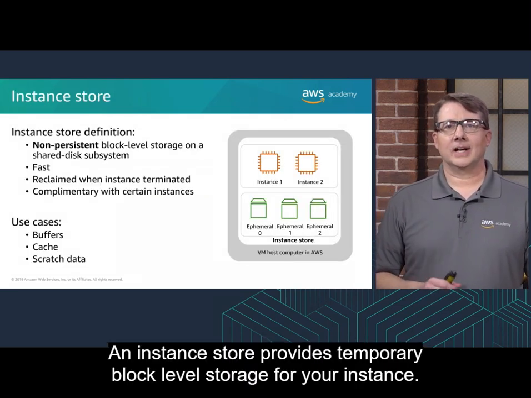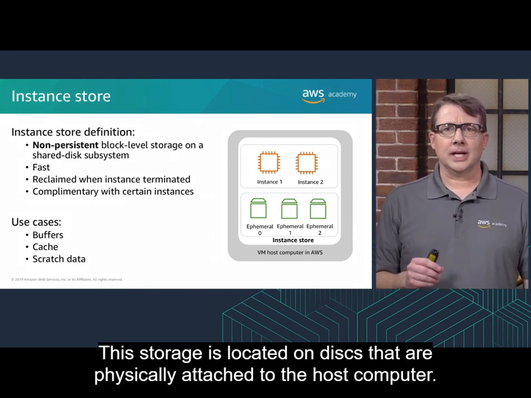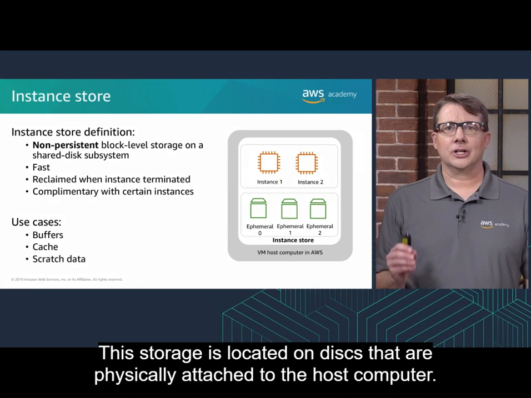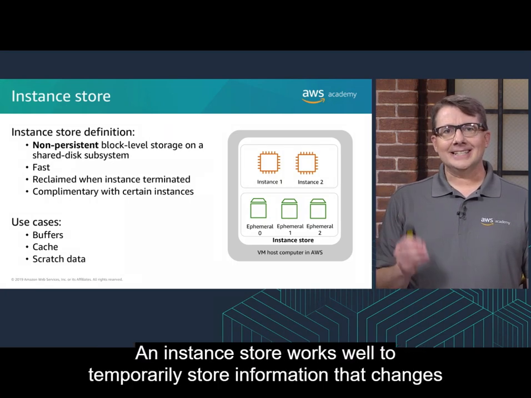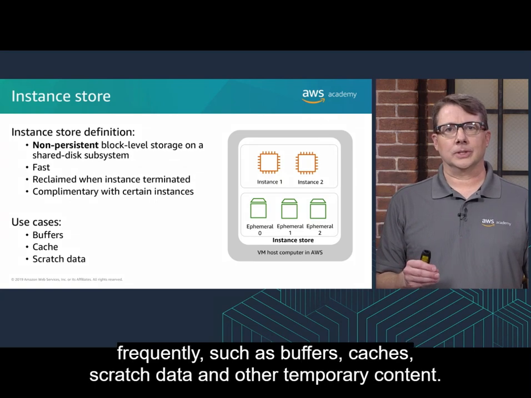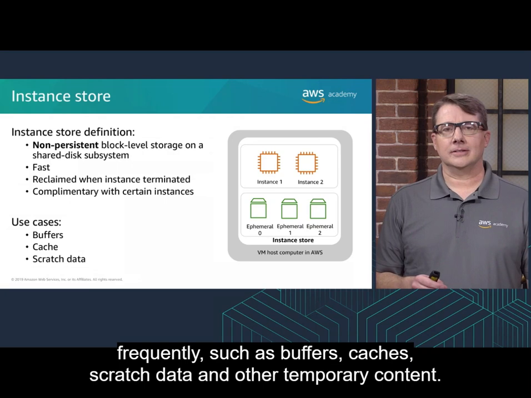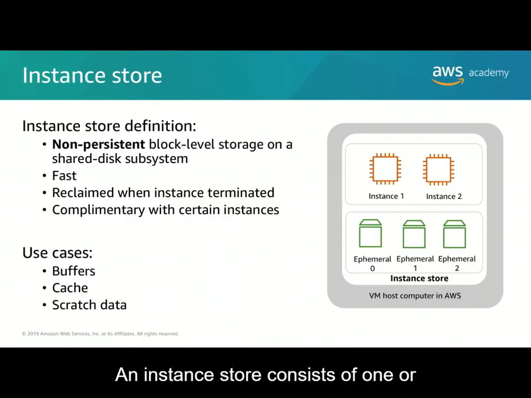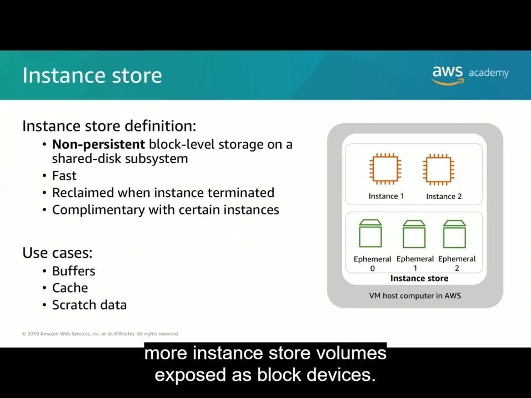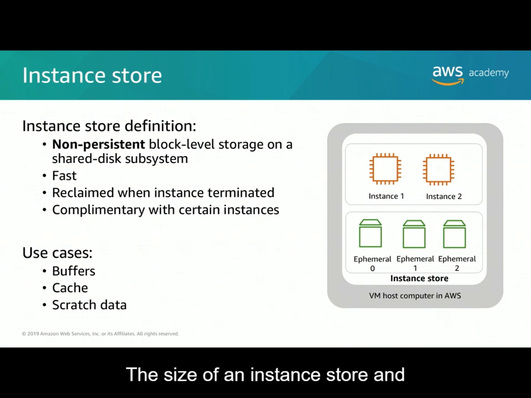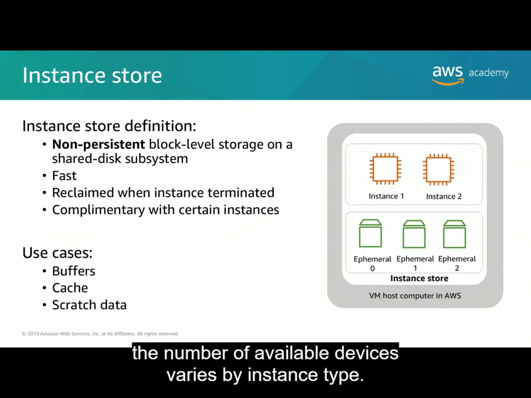An instance store provides temporary block-level storage for your instance. This storage is located on disks that are physically attached to the host computer. An instance store works well to temporarily store information that changes frequently, such as buffers, caches, scratch data, and other temporary content. An instance store consists of 1 or more instance store volumes exposed as block devices. The size of an instance store and the number of available devices varies by instance type.